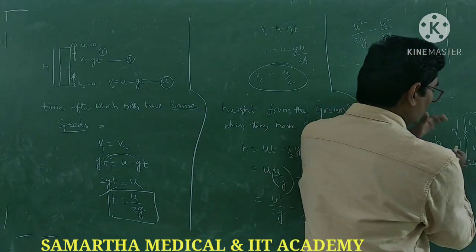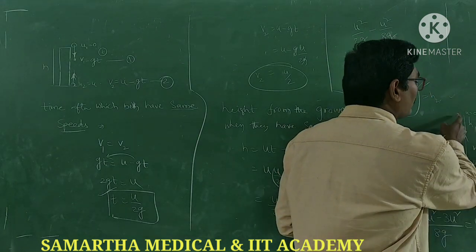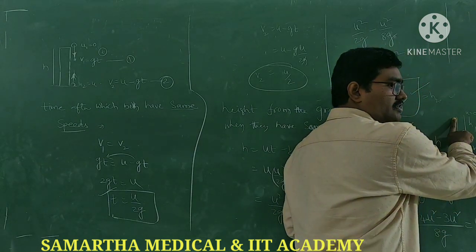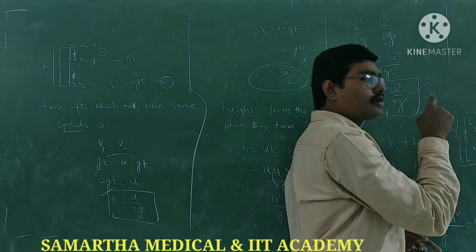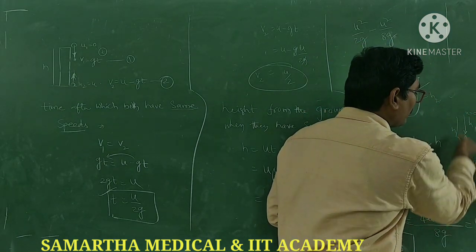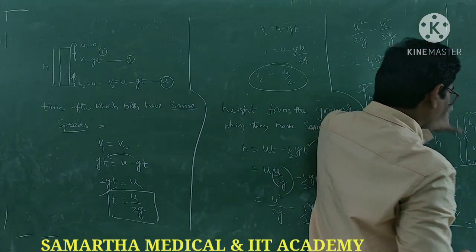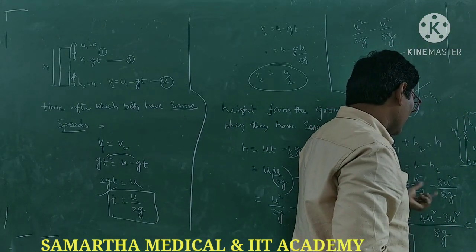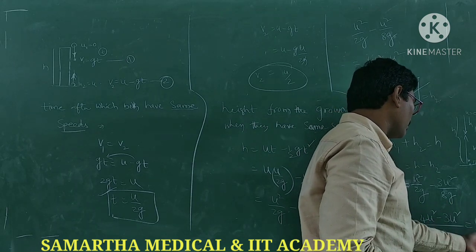Or you can say it in another way. A vertically projected body is thrown in the upward direction where its final velocity becomes 0, so that is the maximum height. What is that maximum height for a vertically projected body where its final velocity becomes 0? U square by 2g. So with the same initial velocity, the body is coming down through the same height. So we can take that height as u square by 2g. So u square by 2g minus 3u square by 8g. After simplification, you will get u square by 8g.